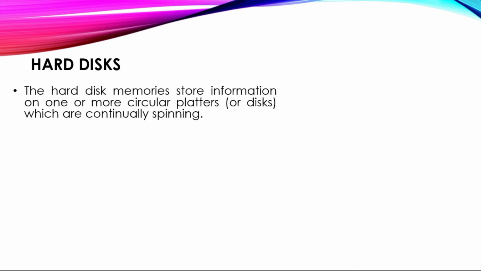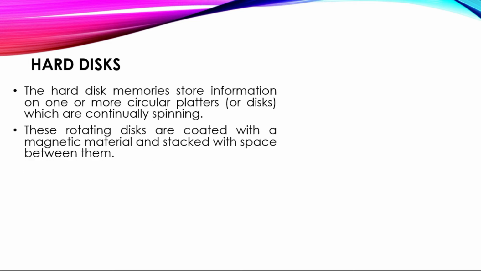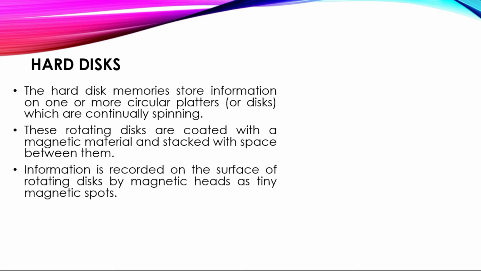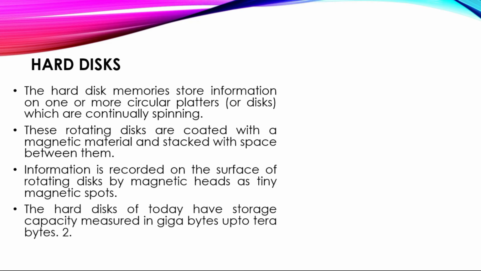First is your hard disk. A hard drive memory stores information on one or more circular platters called disks which are continually spinning. These rotating disks are coated with a magnetic material and stacked with space between them. Information is recorded on the surface of rotating disks by magnetic heads as a tiny magnetic spot. The hard drives of today have storage capacity measured in gigabytes up to terabytes.